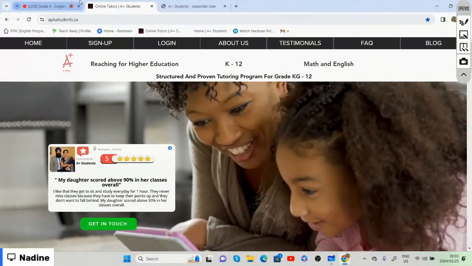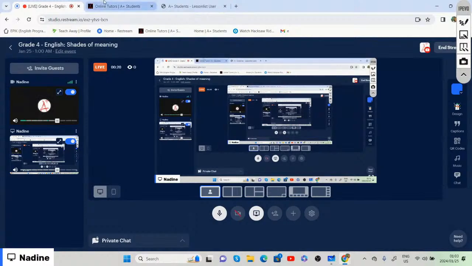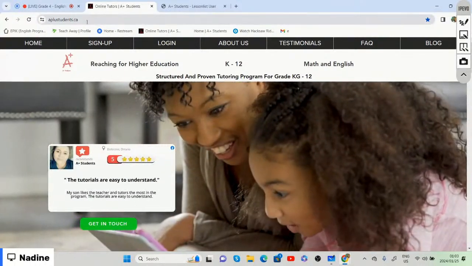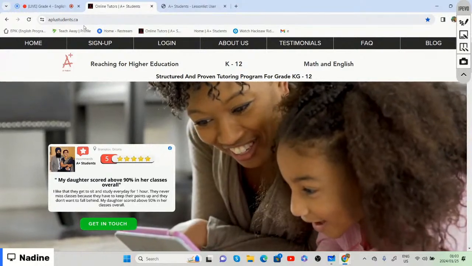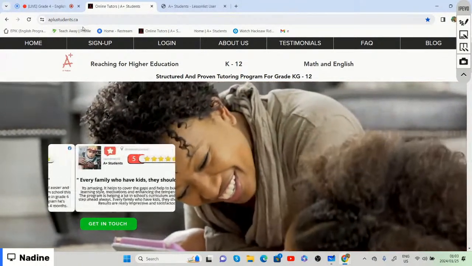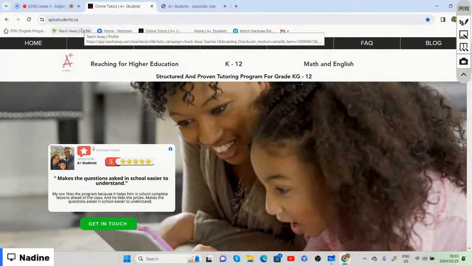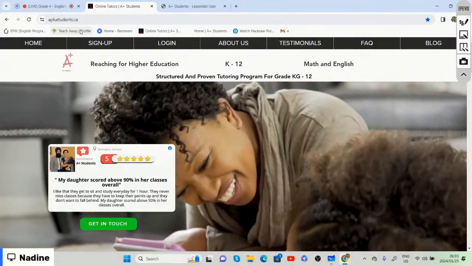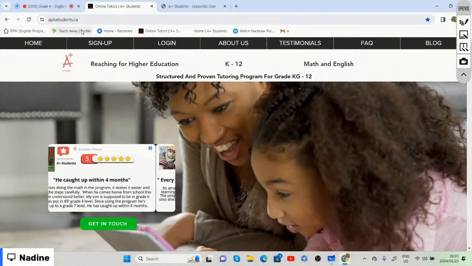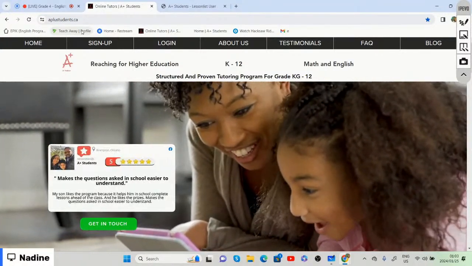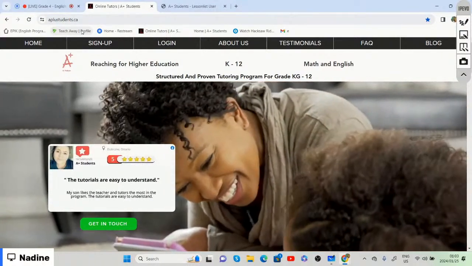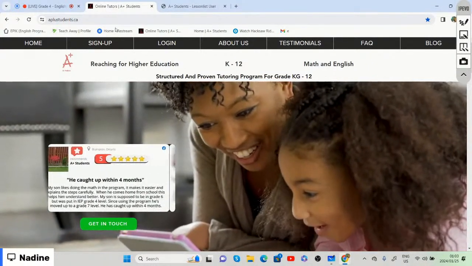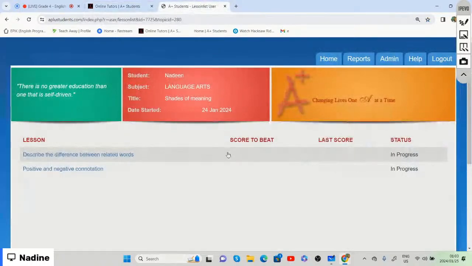Today, we'll be doing our grade 4 English lesson on shades of meaning. Before we start, we're going to log into aplusstudents.ca. Once you've logged on to aplusstudents.ca with our username as well as our password, we're going to select the subject of language arts, grade 4, and then scroll down until we get to the chapter of shades of meaning.